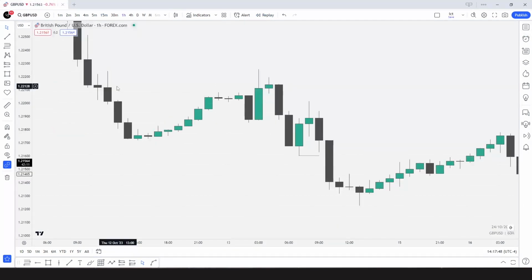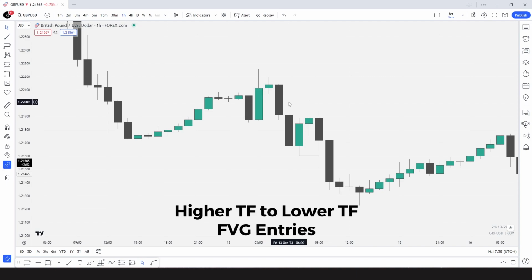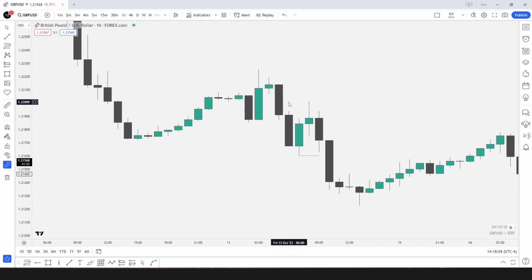So next I want to take you down into an example of how we use fair value gaps as an entry, and how we can use a larger or higher time frame fair value gap and then go down into a lower time frame and use one of those on that low time frame to get a better risk to reward.